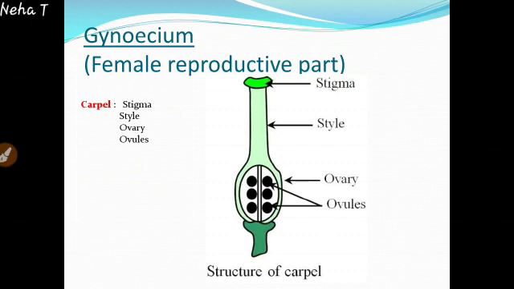Now the fourth whorl of the flower is gynoecium, that is the female reproductive part of the flower. It consists of stigma, style, ovary and ovule. These all parts collectively form the carpel of the flower. When pollen grains fall on the stigma and due to pollination, ovules, that is egg cells, in the ovary get fertilized. Fertilized ovules form the seed and the ovary develops into a fruit.